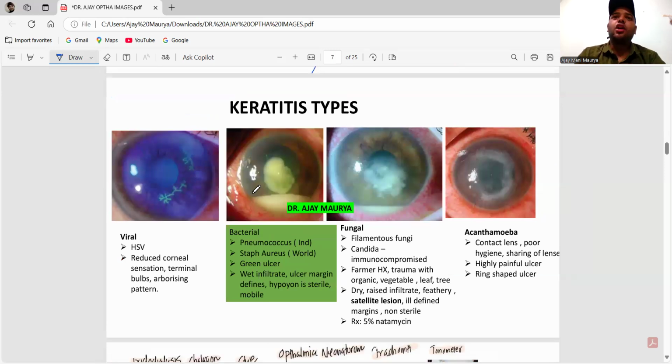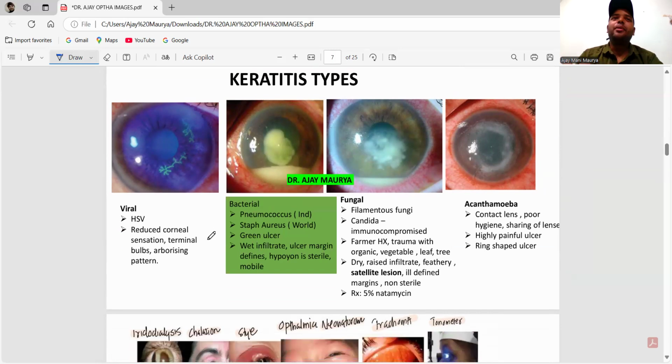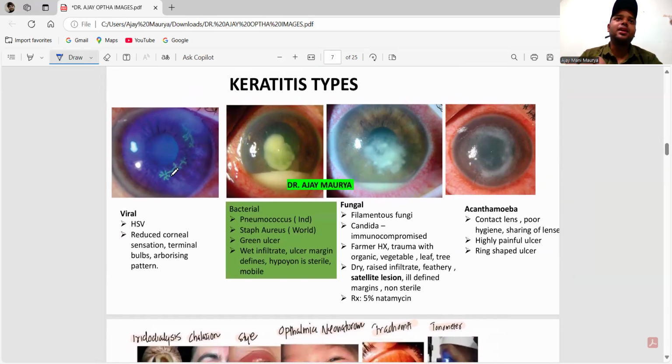Types of keratitis: you have to remember viral, bacterial, fungal, and acanthamoeba. Let's see how to remember. These are dendritic, with an arborizing pattern, having terminal bulbs, like these bulbs. This is caused by HSV. The history will always mention reduced corneal sensation. They'll give this diagram. That is how to remember viral keratitis.